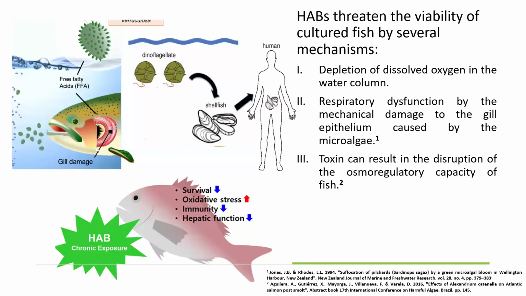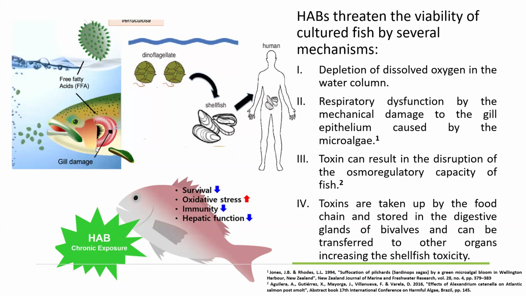Also, various toxins produced from certain algal species can alter the osmoregulatory capacity in fishes. For example, one study by Aguilera et al. in 2016 demonstrated the increase of blood variables of sodium, potassium, and chloride ions in salmon smolt when exposed to various concentrations of Alexandrium catenella biotoxin. Also, the toxin produced from certain algal species are taken up in the food chain and stored in the digestive glands of bivalves. Now, this can be transferred to other organs by the bloodstream and may increase the toxicity of the shellfish.